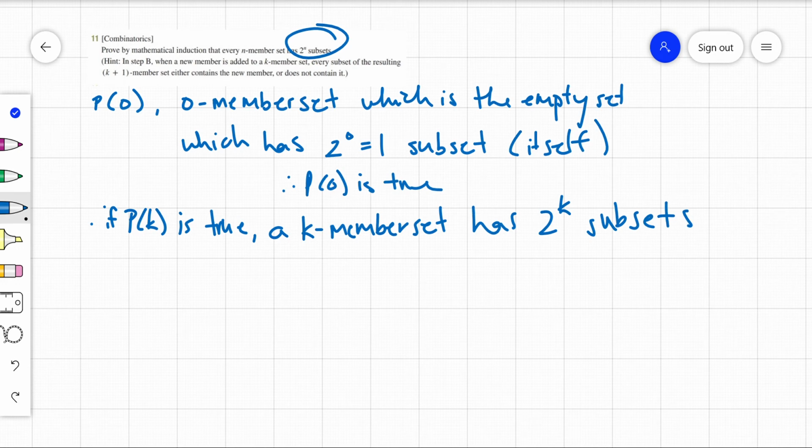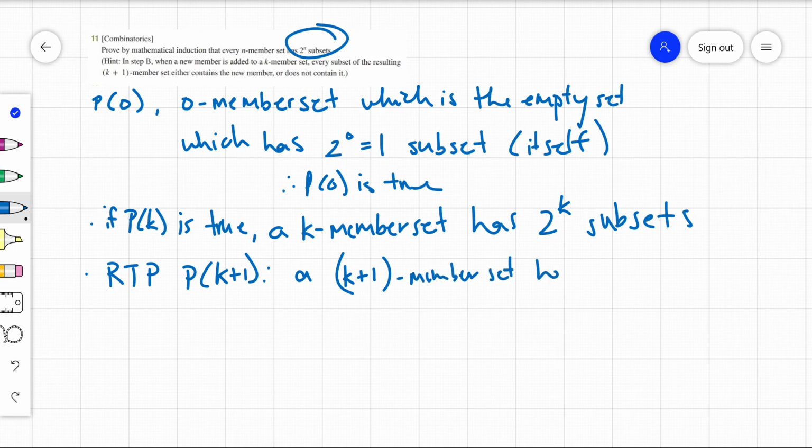All right, so let's use that. We're required to prove P of k plus 1. What would that proposition be? That would be a k plus 1 member set has 2 to the k plus 1 subsets. All right, so where do we start?